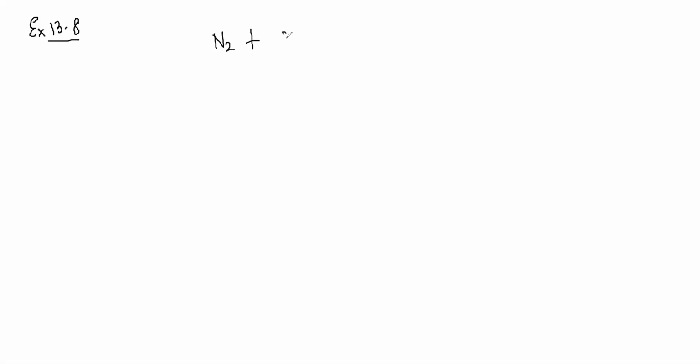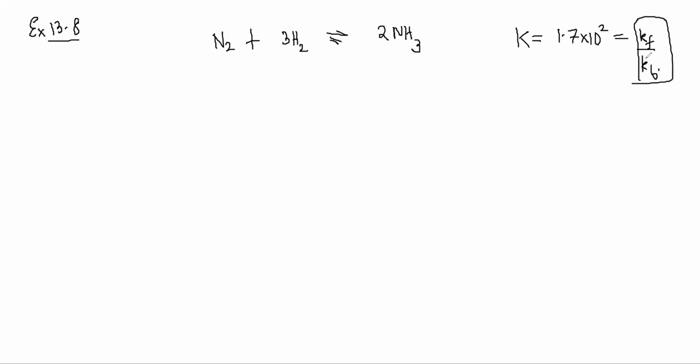Basically it is N2 plus 3H2 gives 2NH3, right? And K is a temperature dependent thing, because the rate of the reaction is temperature dependent. The K value is basically small kf by small kb, so this is temperature dependent, and this is also temperature dependent. So he is specifying the temperature at which this K value has been mentioned.